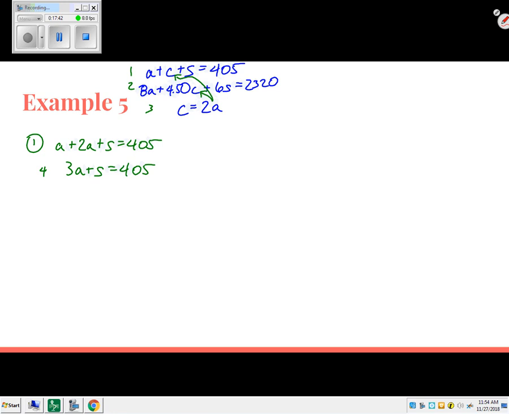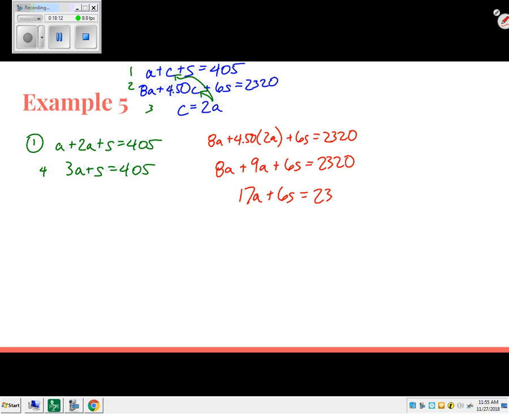Now, whenever I plug it back into equation 2, you know where I'm going to go with it. $4.50 times C, 2A. So we get 8A plus 9A plus 6S equals 2320. I can take that a little further. Oh, I messed up something. No, I'm good. 17A plus 6S equals 2320. And now I have equation 5.